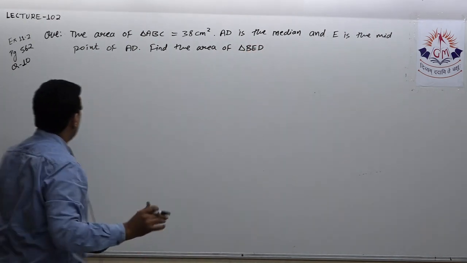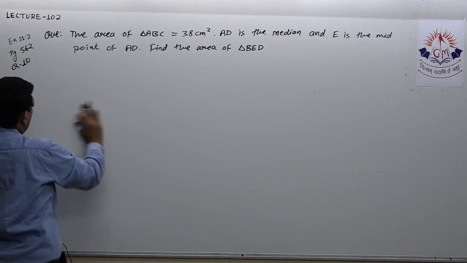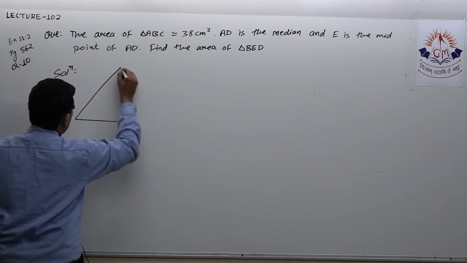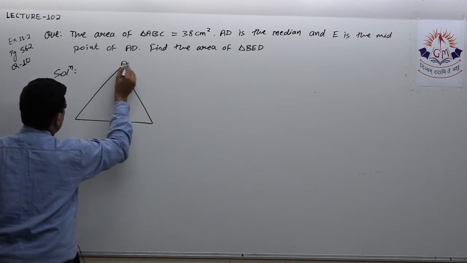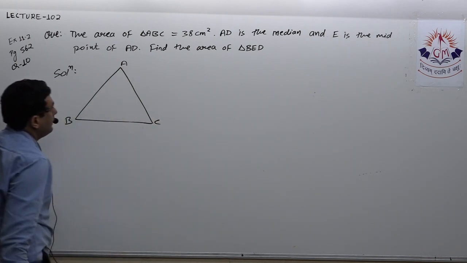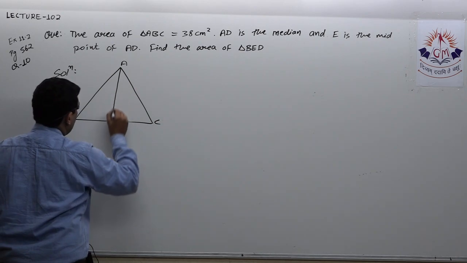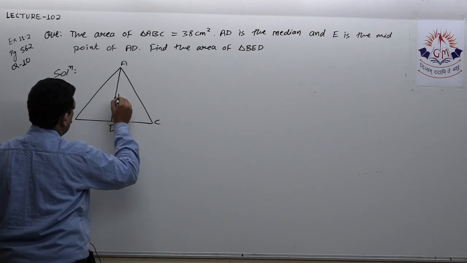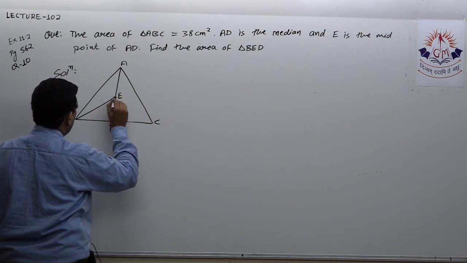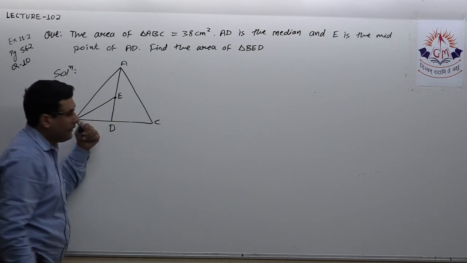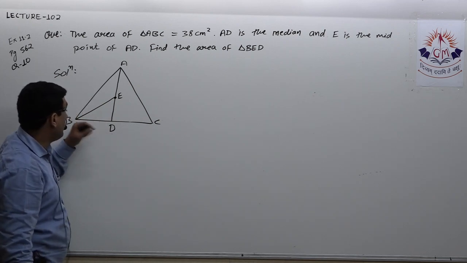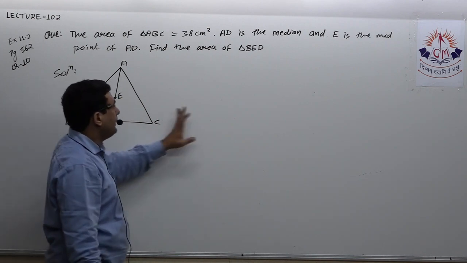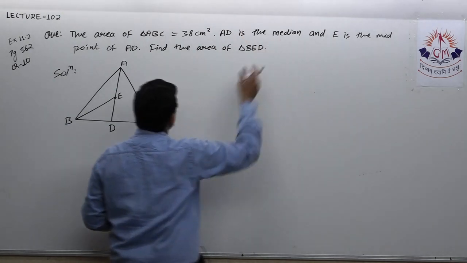Okay, so the area of triangle ABC is given. So we have a triangle ABC first of all, and its area is given. It is also given that AD is one of its medians, and that E is the midpoint of AD. So we have to find the area of triangle BED. If you remember, we have already solved this type of question in which it was asked to prove area BED is equal to 1/4 of ABC. The same thing is there, just here the values are given.